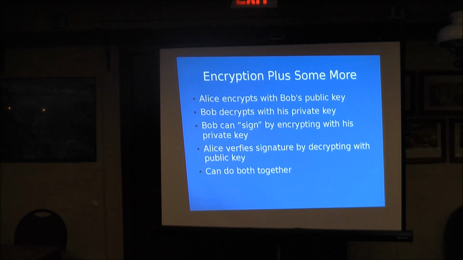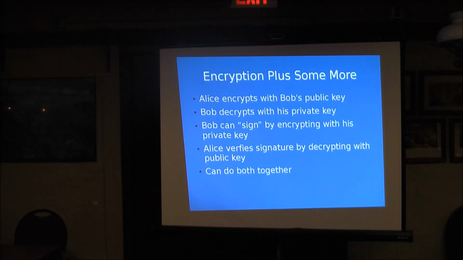RSA also gives you a little bit more than just encryption. So Alice will take Bob's public key, and she can encrypt a message to Bob using that public key. Bob is the only one who can decrypt that message with his private key.